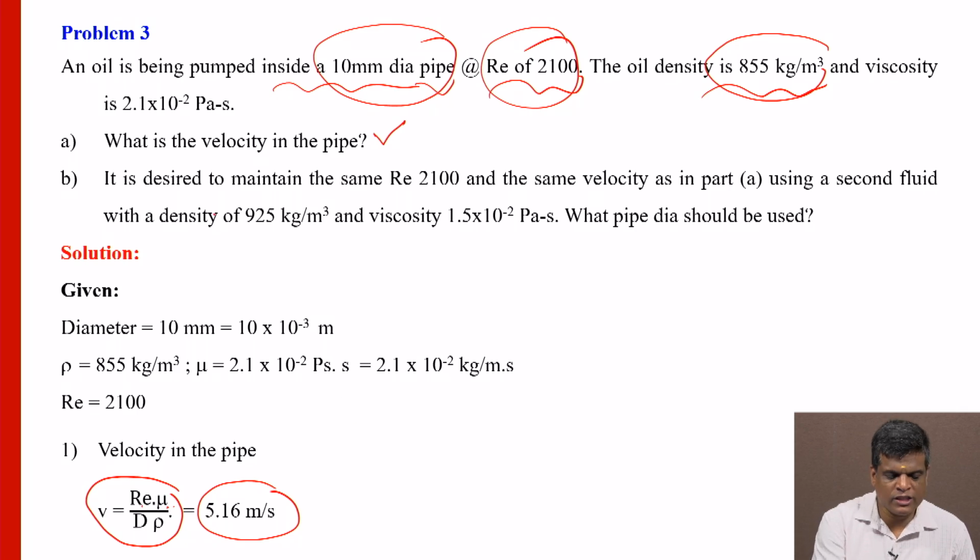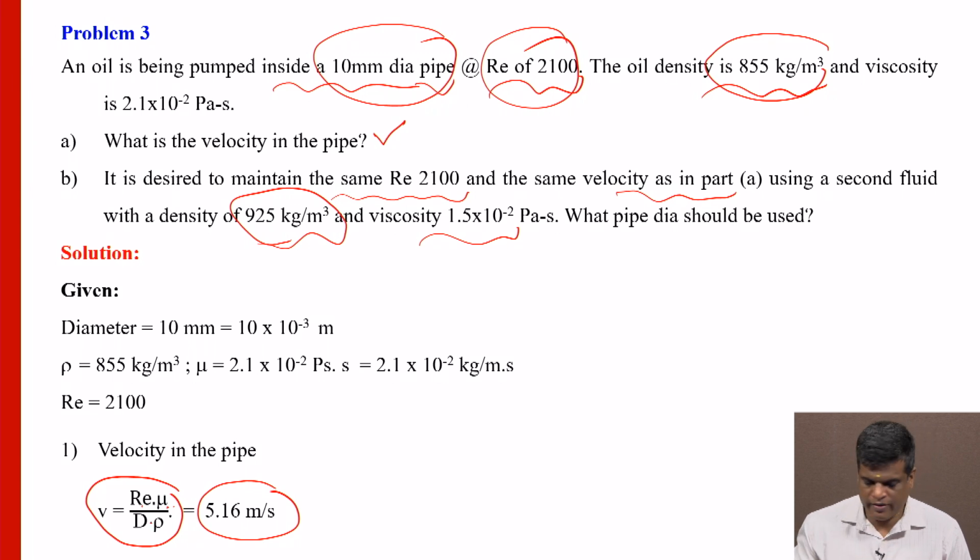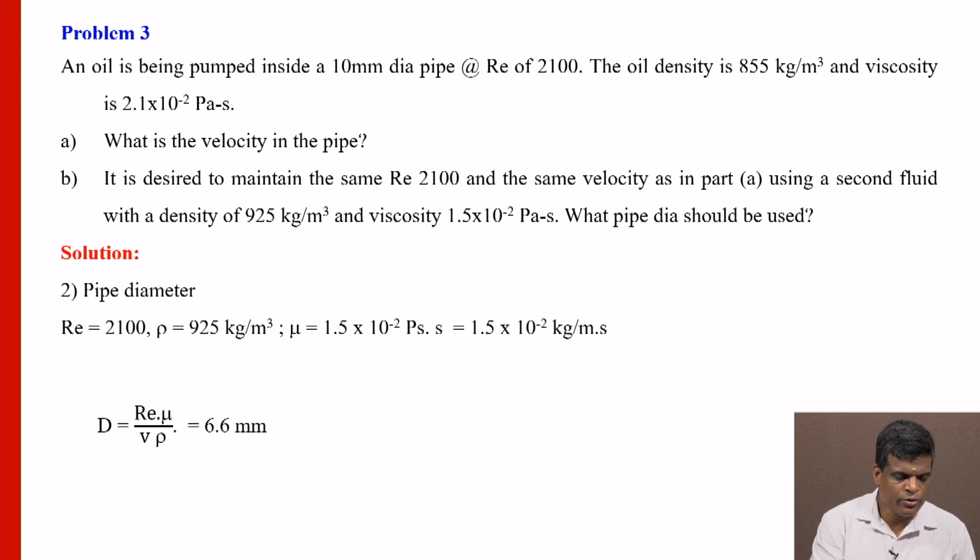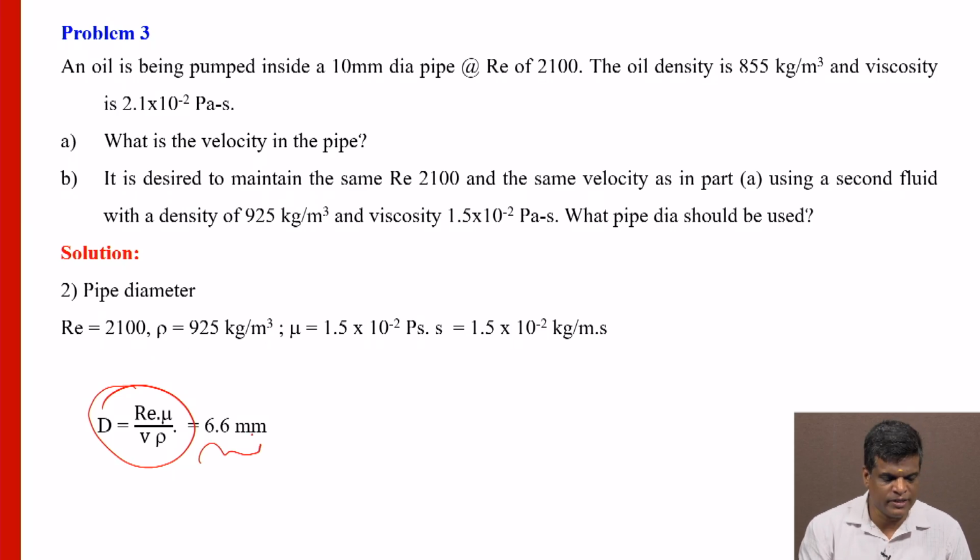But they are also asking, in order to maintain Reynolds number 2100 with the same velocity, but varying the density and viscosity values, what is the diameter. So in the same case, you can take the diameter, substitute all the values, and get the value of diameter, 6.6 millimeter.